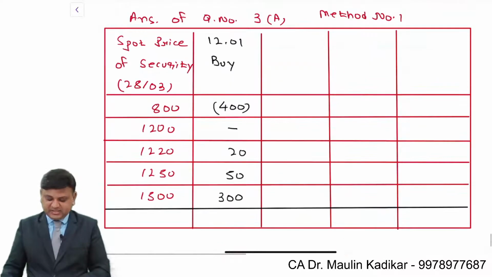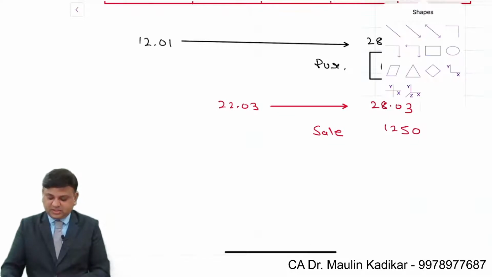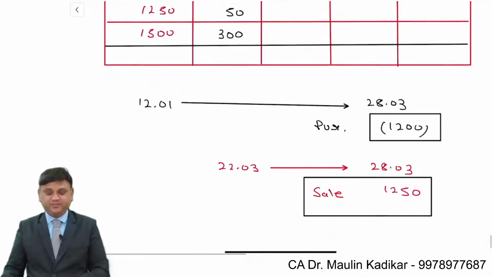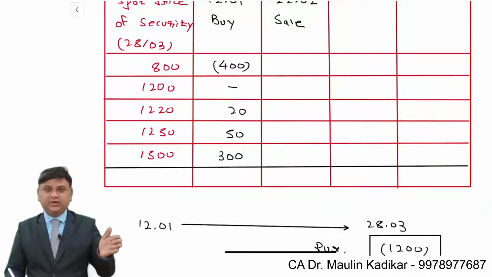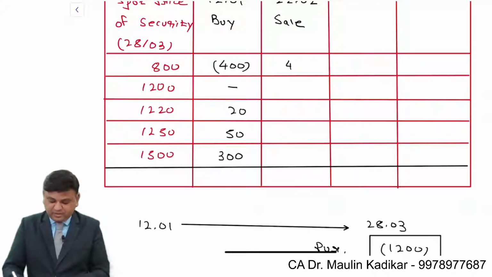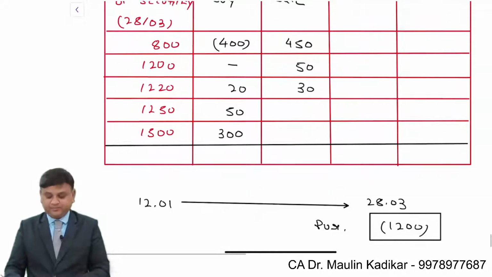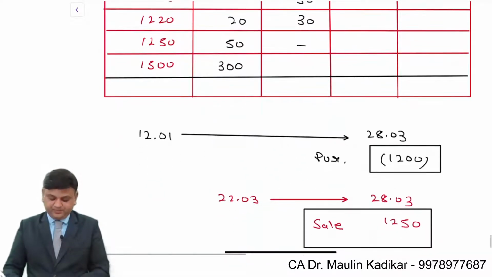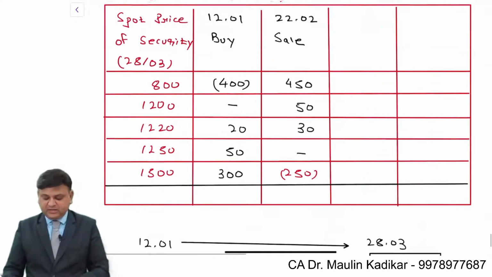Okay. Now the next transaction is entered upon on 22nd of February, and that is a transaction to sell the security. What is the price at which you are going to sell the security? You are going to sell the security at 1250. So what happens, you will purchase from the spot market to sell at the futures price 1250. So if the price is less than 1250, you will make a profit. What is the profit? 450. What is the profit? 50 rupees. What is the profit? 30 rupees. What is the profit or loss? No profit, no loss. And in the last case, there is a loss of 250. This is the way we will have the profit or loss in the different situations.